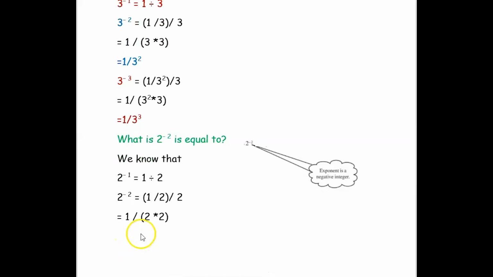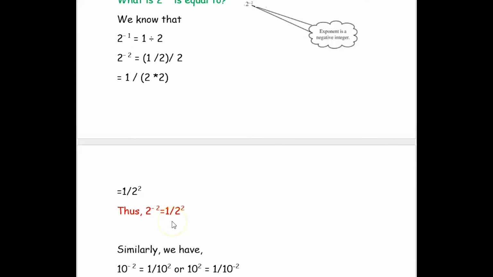Similarly, how can we write 2 raised to the power of negative 2? Here the exponent is a negative integer. We know that 2 raised to the power negative 1 is 1 divided by 2. So now if it is 2 raised to the power negative 2, our previous answer is reduced by 1/2. So 1/2 into 1/2 will be 1 divided by 4. So 2 raised to the power negative 2 can be written as 1 divided by 2 raised to the power of positive 2.